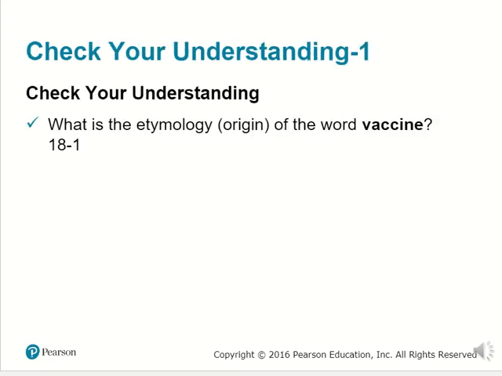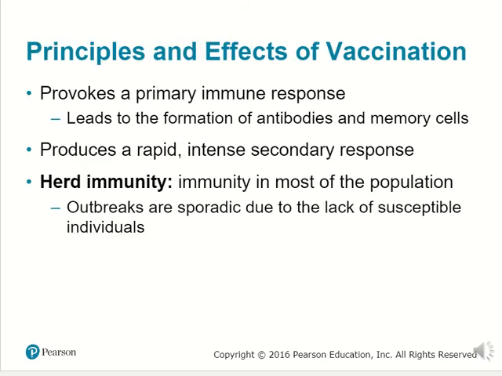So let's look at vaccine functions. Or I should say, the origin of the word vaccine. Essentially, vaccines provoke a primary immune response, which causes our bodies to eventually form antibodies and memory cells to that infectious agent. It typically produces a rapid, intense secondary response.